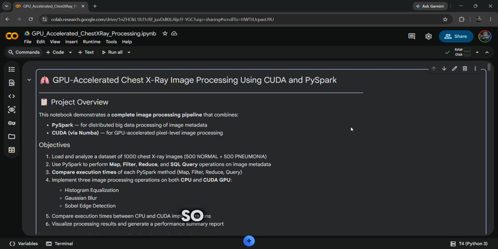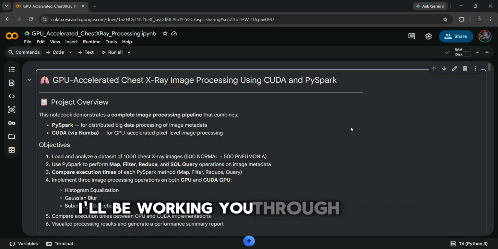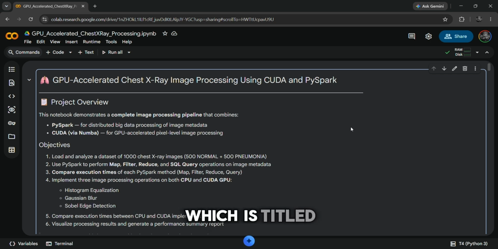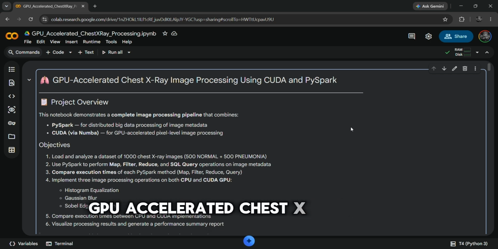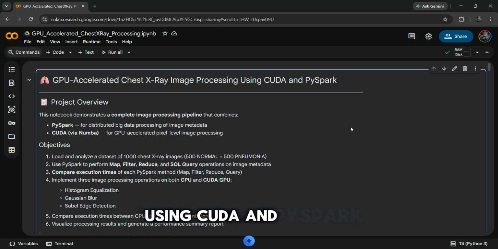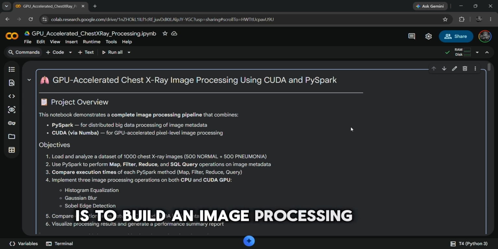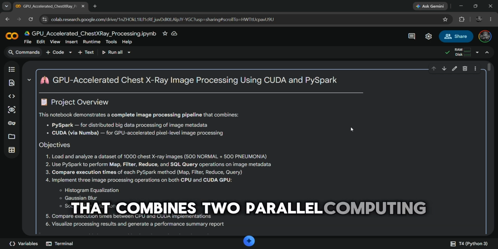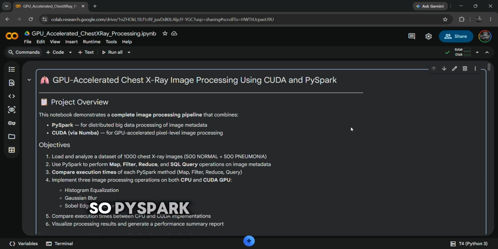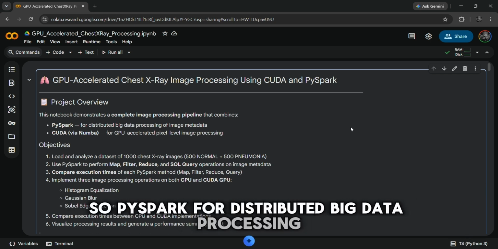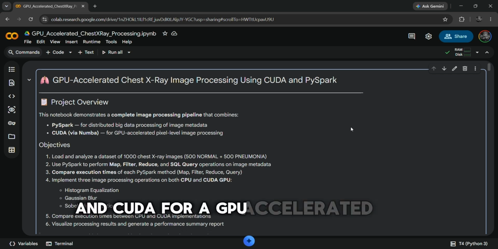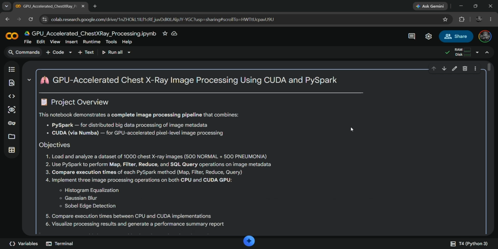So in this video, I'll be walking you through my final project, which is titled GPU Accelerated Chest X-ray Image Processing using CUDA and PySpark. As you can see at the top of this notebook, the goal of this project is to build an image processing pipeline that combines two parallel computing technologies. So PySpark for distributed big data processing and CUDA for GPU accelerated image processing.